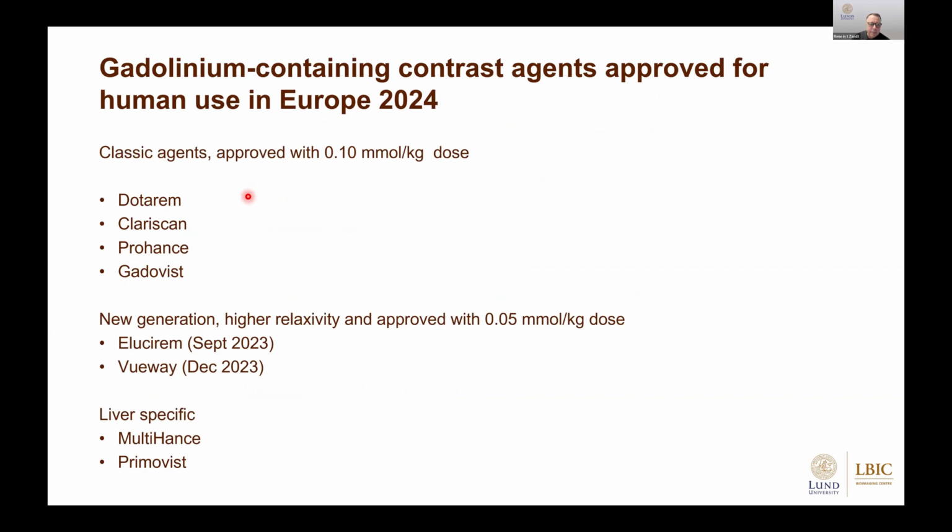And if you look today, this is what's available, clinically approved. And as I said, they all are basically the same. Dotarem, Clariscan, ProHance, and Gadovist. And there's 2 new agents approved 2 years ago, which is pretty unique. The first ones in 20 years. They're more effective, and therefore can be used in a lower dose. And the idea is as well as the lower dose, the better in a way, like with any contrast agent. And then we have the liver-specific ones.